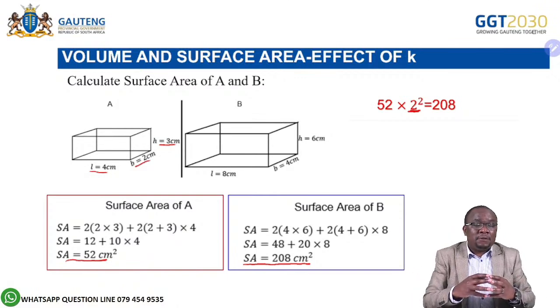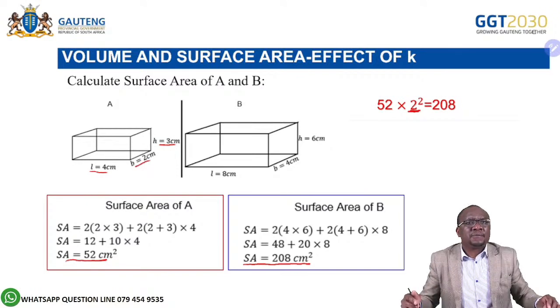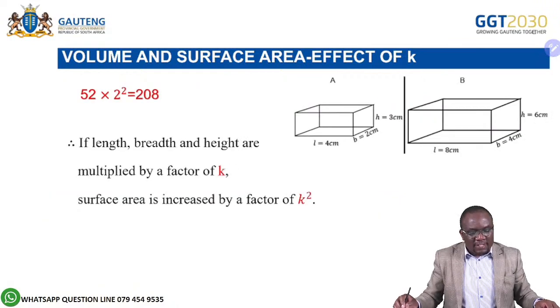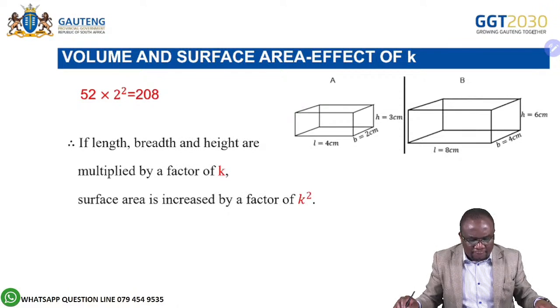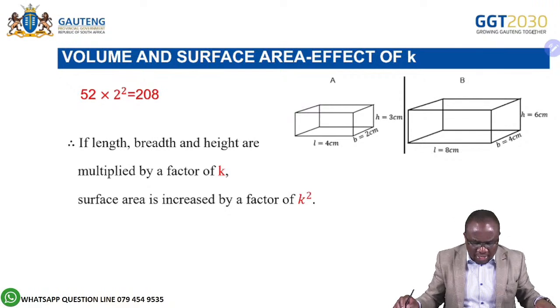Now to find the surface area of prism B, we can multiply the surface area of A by 2 squared. Okay? Right. Let's conclude now. So we are saying that if the length, breadth, and height are multiplied by a factor of K, then surface area is increased by a factor of K squared.